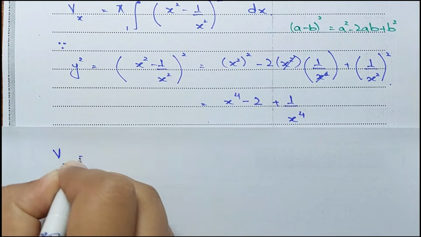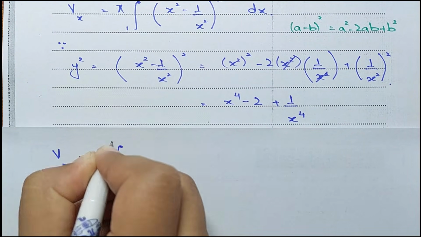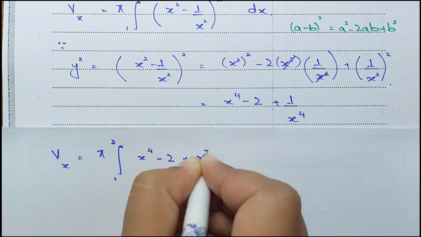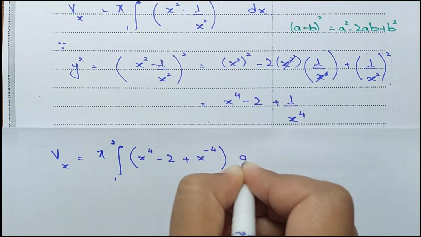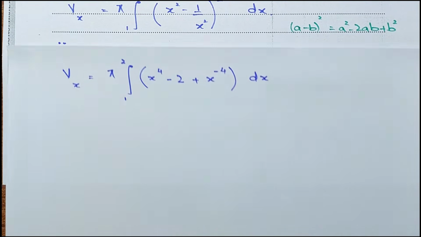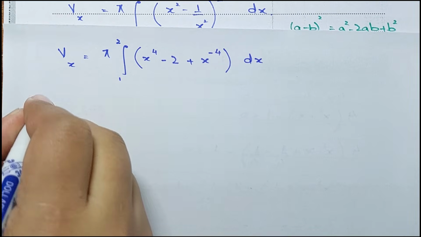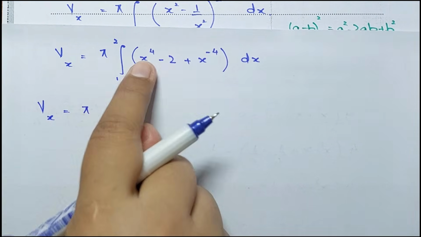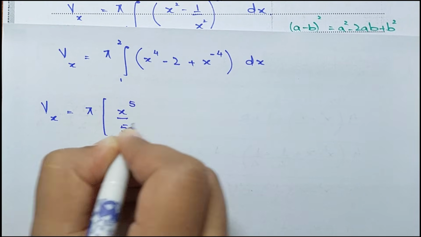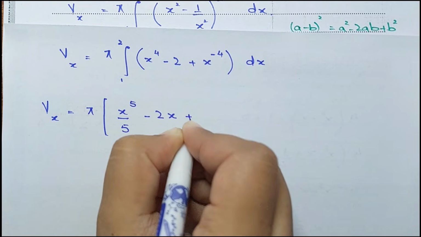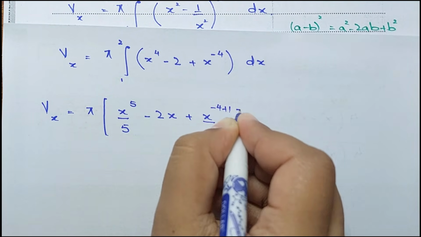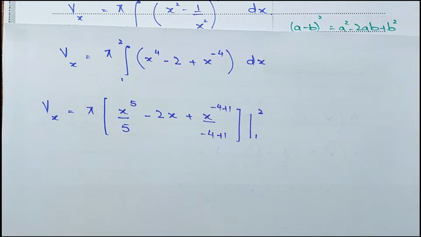So volume becomes pi integration from 1 to 2 of x to the power 4 minus 2 plus x to the power minus 4 dx. I just shifted 1 over x to the power 4 to x to the power minus 4 for integration. So volume becomes pi outside. Let's apply the integration. Integration of x to the power 4 is x to the power 5 over 5, minus 2 integration with x, plus x to the power minus 4 plus 1 over minus 4 plus 1, and the limit is from 1 to 2.